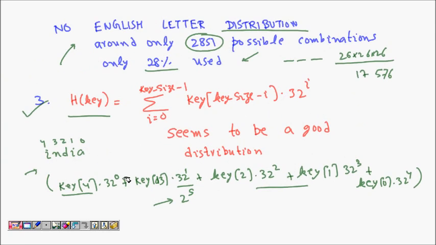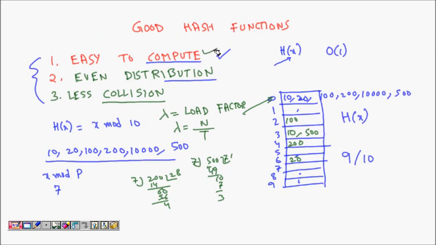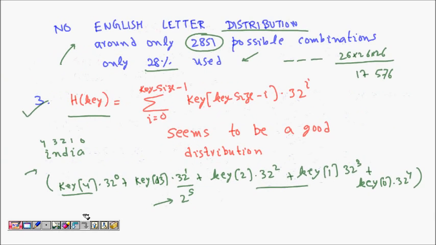So this is about what a good hash function is: it's easy to compute and evenly distributed. The last one does that best, with fewer collisions. Even distribution also implies that there will be fewer collisions. So this is for the hash function. I hope you understand this. Thanks a lot.